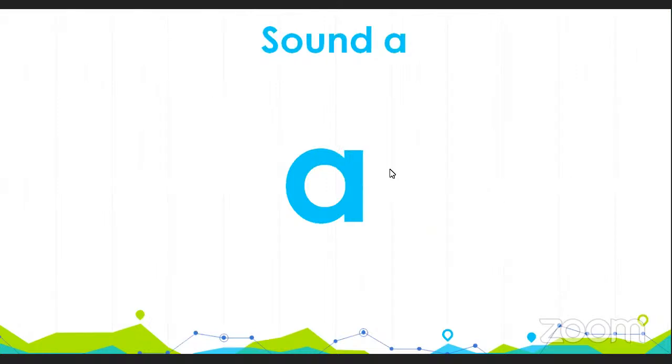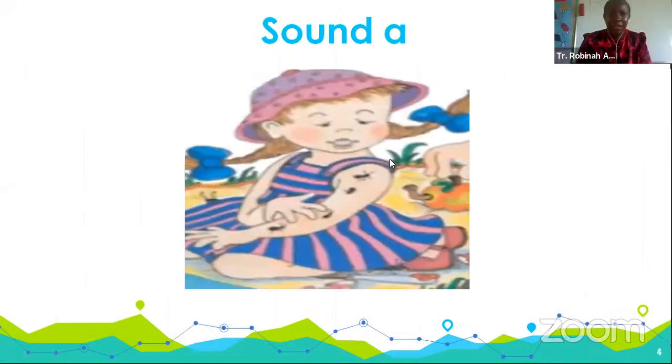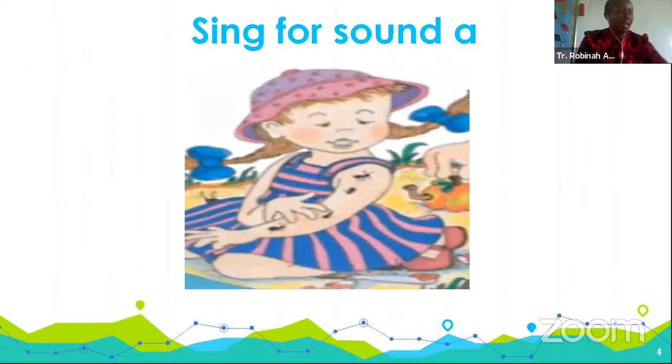Now, my dear children, now that we know sound ah, we need to learn the song for sound ah. Do you remember our friend Anna? Last time I told you about our friend Anna. She was sitting outside in the grass and ants were moving all over her arm. I think you can see those ants moving all over Anna's arm. And as she tried to remove those ants, she said, ah, ah, ah.